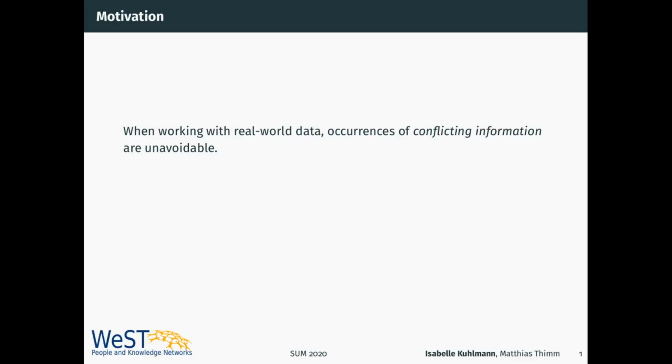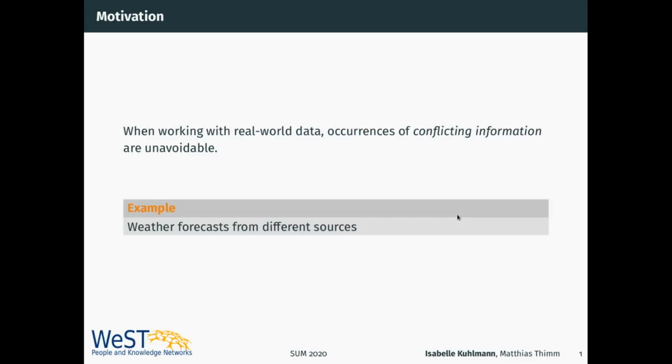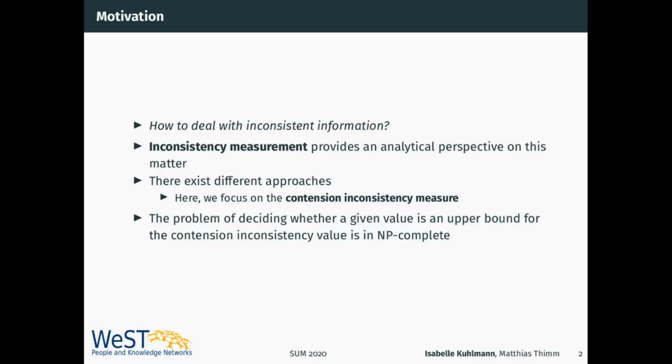When working with real-world data, we cannot really avoid getting some conflicting information. So for example, if we require knowledge from different experts, or more generally, information from different sources, we are bound to get some pieces of information that contradict each other. As an example, you can think of weather forecasts from different weather sources. So how do we deal with inconsistent information?